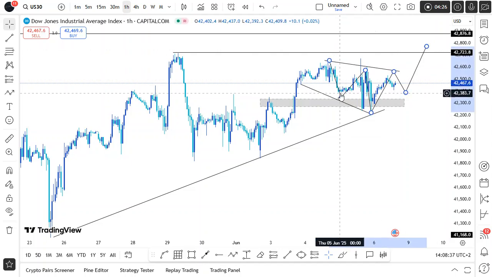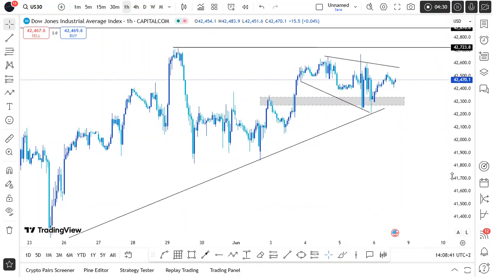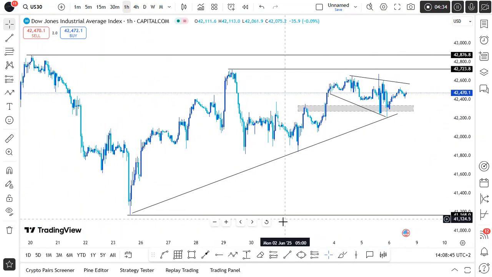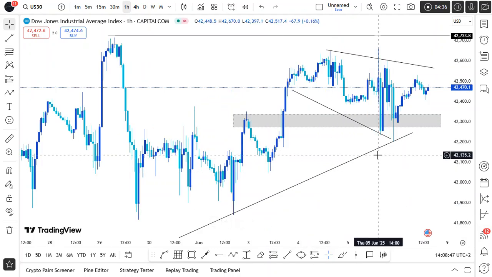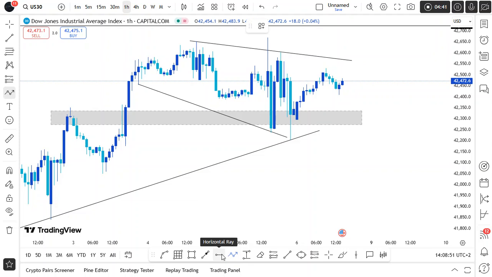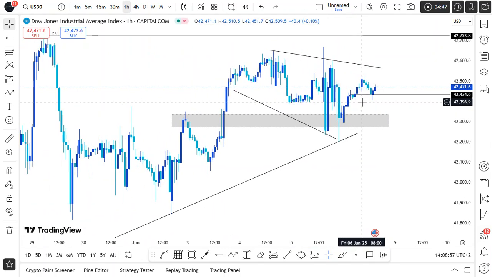Mind you, we are still on the 1 hour time frame, and I already know what I'm looking for. So on US30, it's a buy. You don't need to take signals from other people. You just have to execute the market the way that you see it.